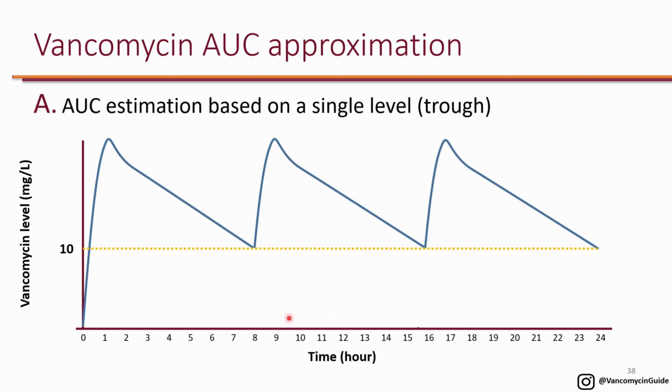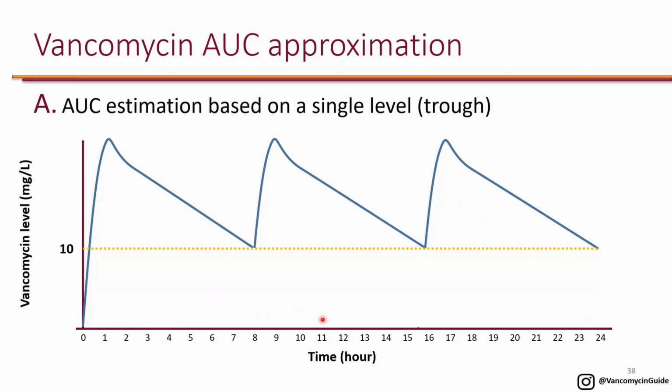Remember that AUC is for a 24-hour period of time. In this example, we're showing you Q8 dosing of vancomycin. On the horizontal axis, you have time, from time 0 to time 24. On the vertical axis, we have vancomycin concentration in the blood. If you give this vancomycin dose 3 times a day, or Q8, you get a peak 3 times. And the area under all of these would be considered the AUC for the 24-hour period.